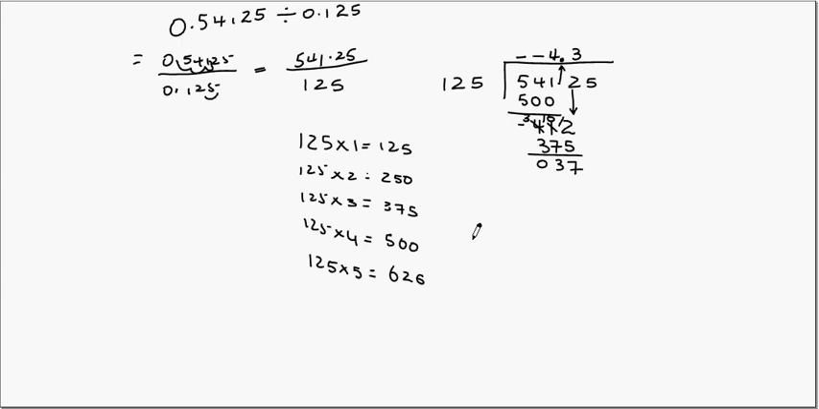So you have 37 there. But 125 can't go into 37, so you bring down the next available number, which is a 5. So you get 375. So 125 into 375 is 3. 3 by 125 is 375, which works out to be 0 here. So your answer is 4.33. The answer there is 4.33.